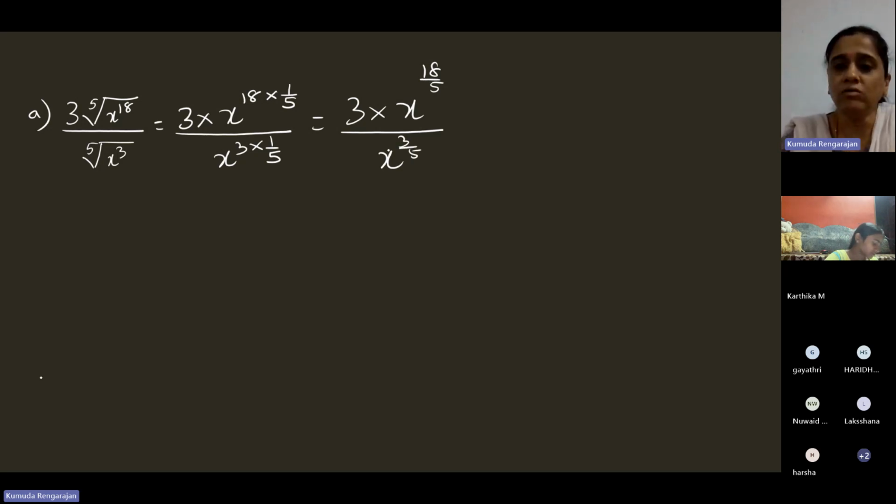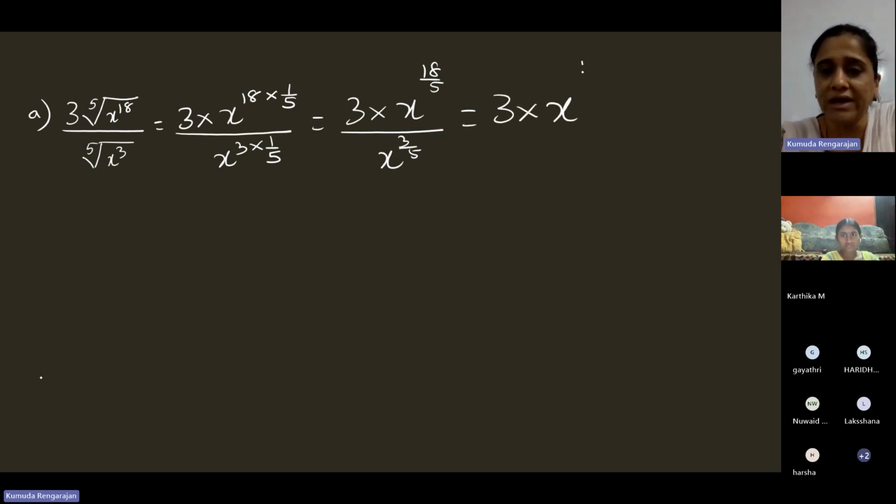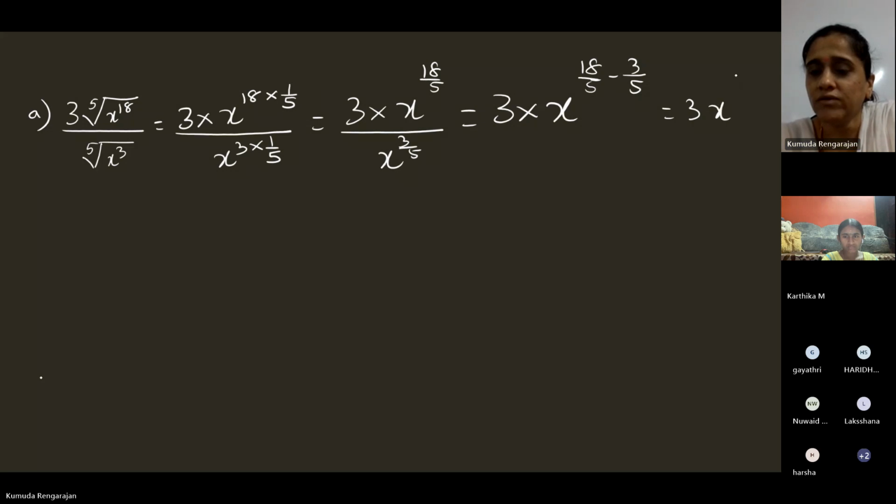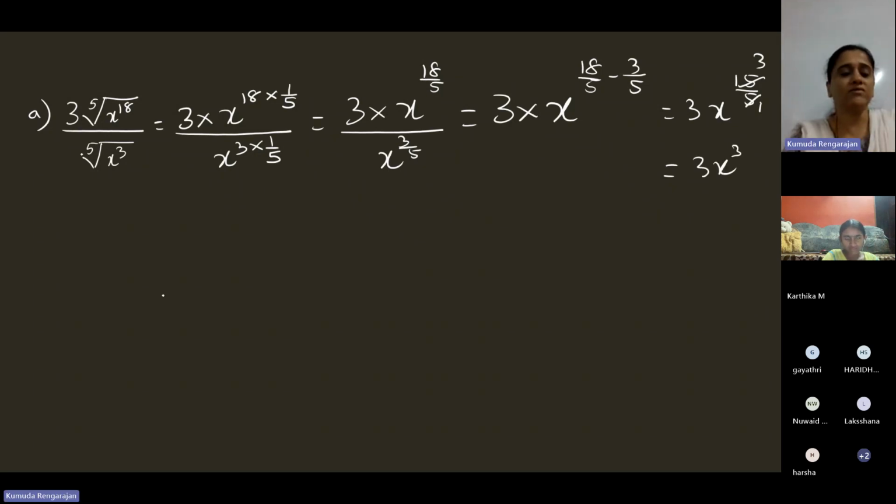Now by the law of exponents, the bases are the same, x, and it's division. So we subtract the powers. So 3 into x to the power 18 by 5 minus 3 by 5. Now 18 minus 3 is 15, 15 by 5. So it is 3 into x to the power 15 by 5. So 15 by 5 is 3. So 3x cubed. So the given expression simplifies to 3x cubed.